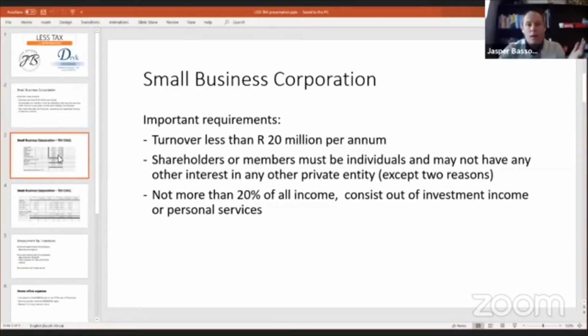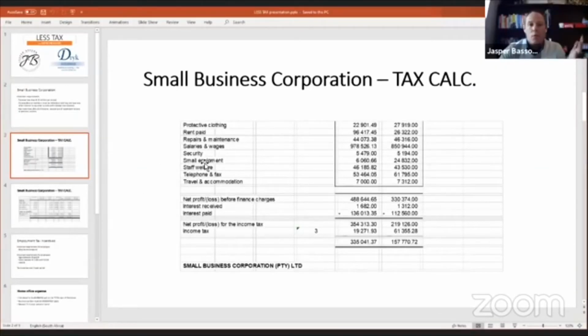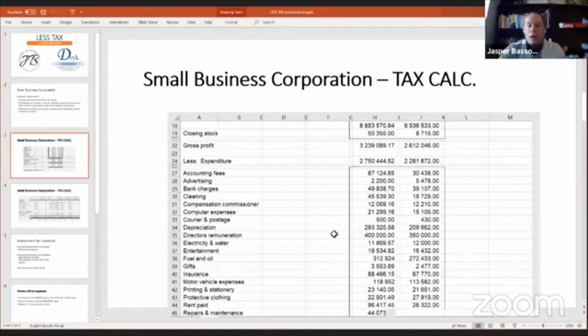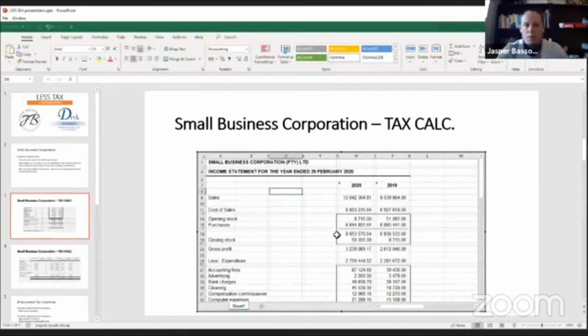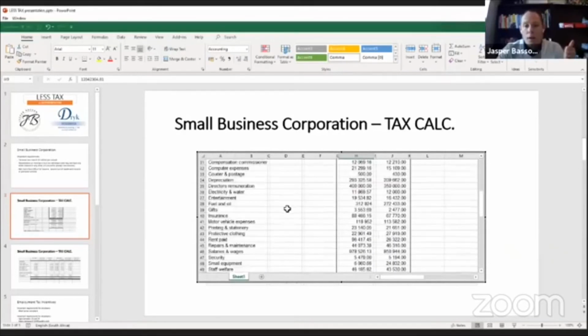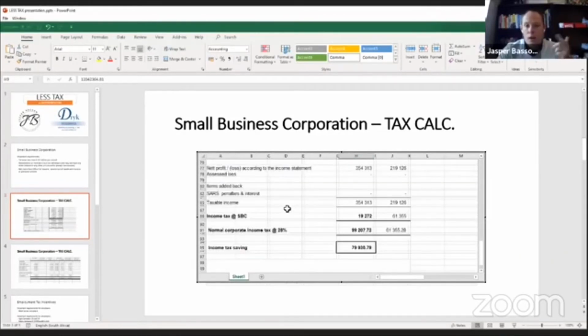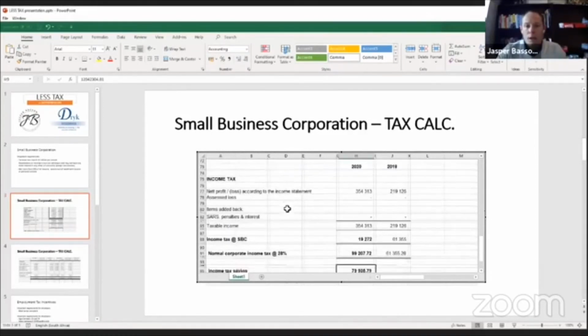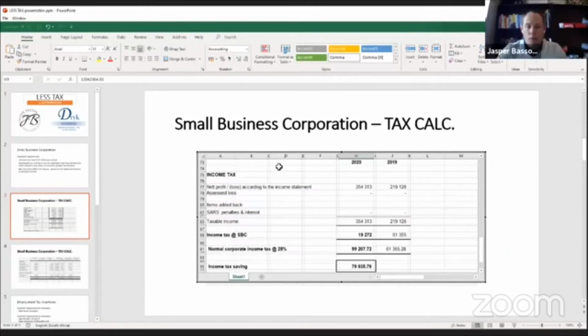So let's quickly look at the company of this morning. Let me just open it quickly for us here. This morning I've opened up a small business corporation, Pty Limited, with a turnover which we can see here is less than 20 million, it's 12 million. So that's the very first requirement. And then the shareholders, like I mentioned, don't have any interest in any other private companies. And then I've done a calculation for us based on the taxable income. So this company's taxable income for February 2020 was 354,000 Rand.